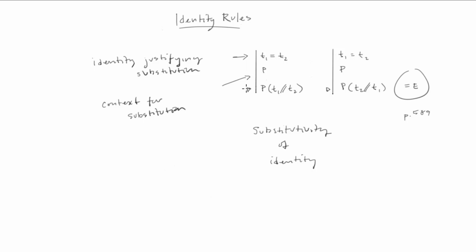substitution. So whenever you're applying identity elimination, you don't need to make this clear in your annotation, but it needs to be clear in your own mind which statement is the identity justifying substitution and which statement is the context for substitution. That's not always easy to separate because sometimes the context for substitution is itself an identity statement, and things can become complicated there in terms of how the rule applies. So let's take a look at how identity elimination applies in some simple examples.